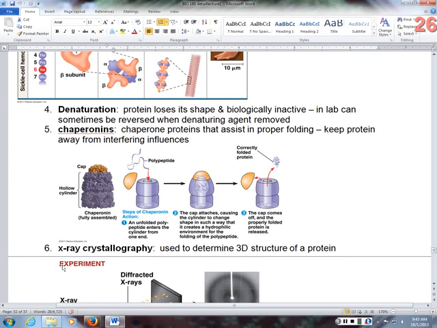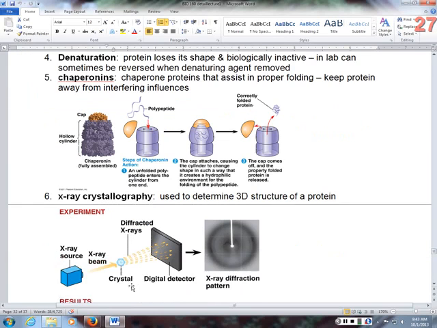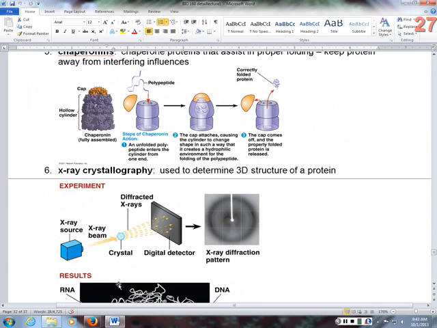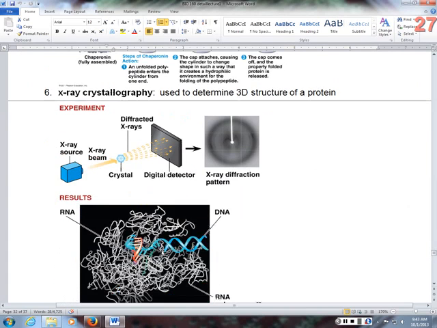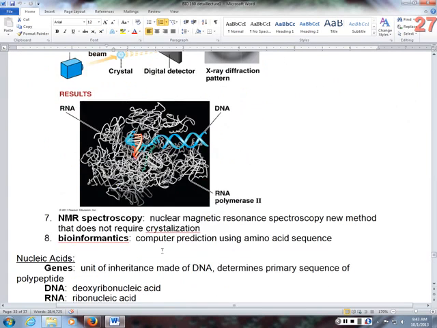So how do we know the 3D shapes of these? X-ray crystallography is how that has been determined. They put an X-ray beam through it and look at the shape that way. Also, nuclear magnetic resonance spectroscopy, which doesn't require that you form crystals. With bioinformatics, they can actually predict it by computer. If you know the amino acid sequence, you can predict the shape. So we're going to stop there today.